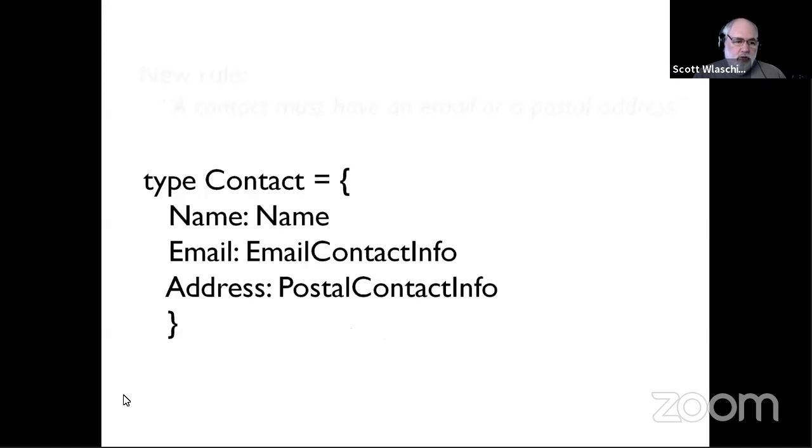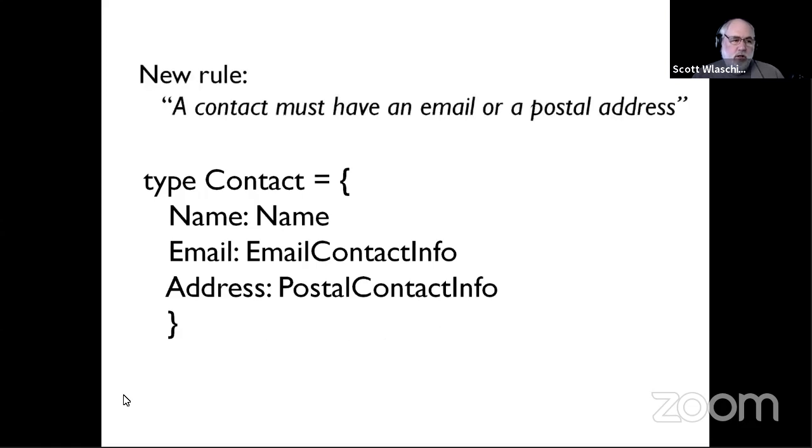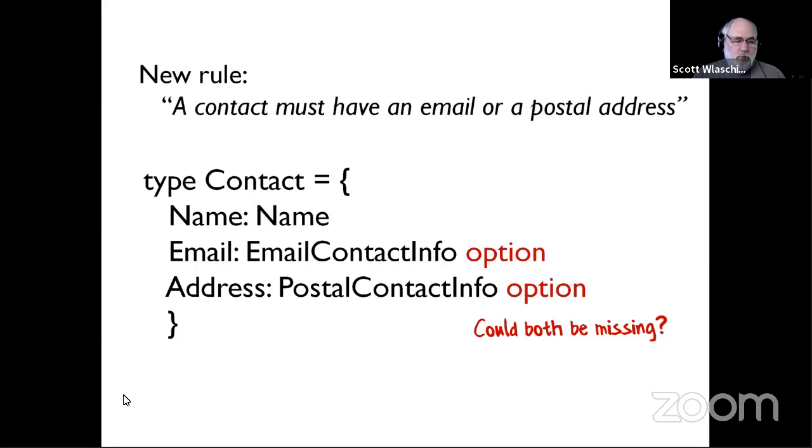And because we have this new postal address, there's a business rule that goes along with it, which is that you have to have at least an email address or a postal address, because there's some way of contacting you. Now, as it stands, this does not meet the requirements because both of these are required fields. Remember I said everything is required unless you mark it as optional. Okay, well, let me mark them both as optional. Well, this doesn't meet the requirements either because they could both be missing.